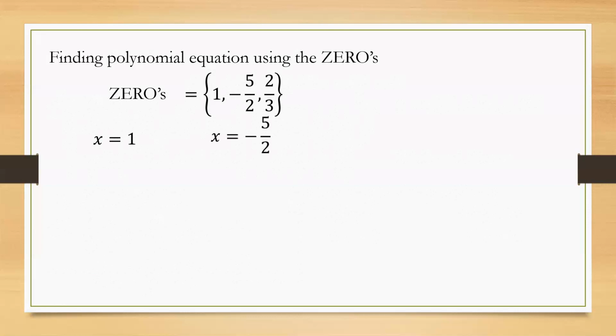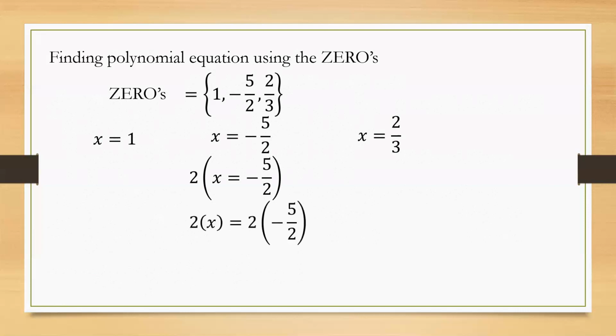Okay, x is equal to negative 5 over 2 at x is equal to 2/3. So, yung negative 5 over 2, I multiply 2 just to eliminate yung over 2. So, this is 2x and then 2. You notice na tanggal na natin yung 2 and then negative 5 na lang. But yung x is nagkaroon ng 2x.